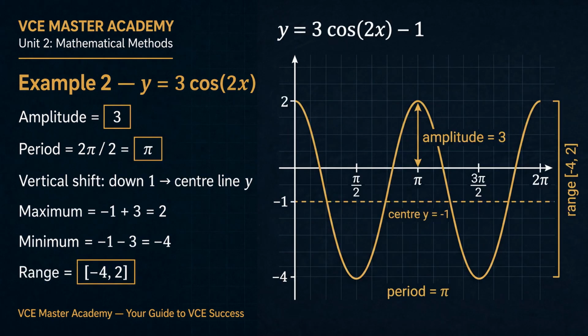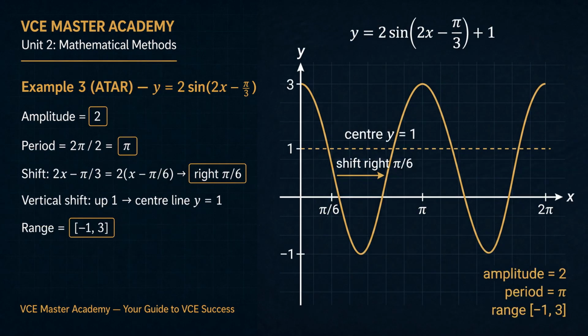Example 2. Medium. Look at y equals 3 cosine of 2x minus 1. The amplitude is 3. The period is 2 pi over 2, which is pi. The center line is at y equals minus 1. So the maximum is minus 1 plus 3, which is 2, and the minimum is minus 1 minus 3, which is minus 4. The range is from minus 4 to 2.